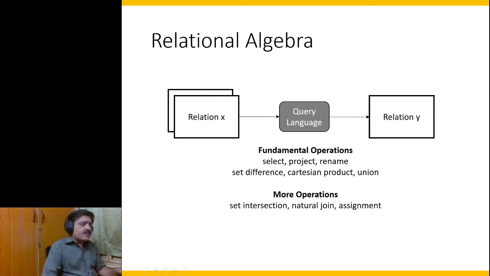There are six operations that we refer to as the fundamental operations in relational algebra. Let's take a look, and hopefully the next few slides will make it evident as to why these operations are fundamental in nature. And of course, there are more operations which we call extended operations. We'll look at them as well in the following course.